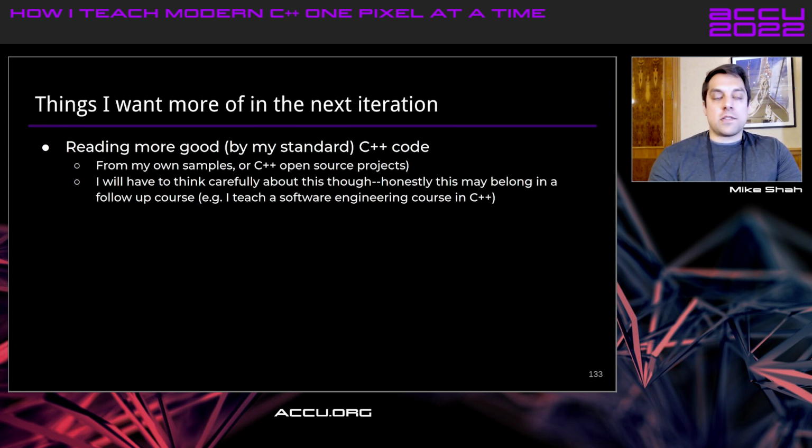Things I want more in the next iteration. Again, thinking carefully about this, but reading more code. And this is the recommendation I get when I talk with you folks at these conferences: students need to be able to read more code because that's going to be a part of their job. So maybe that's my curated samples, maybe some good open source projects. I think there could be a learning experience from that.